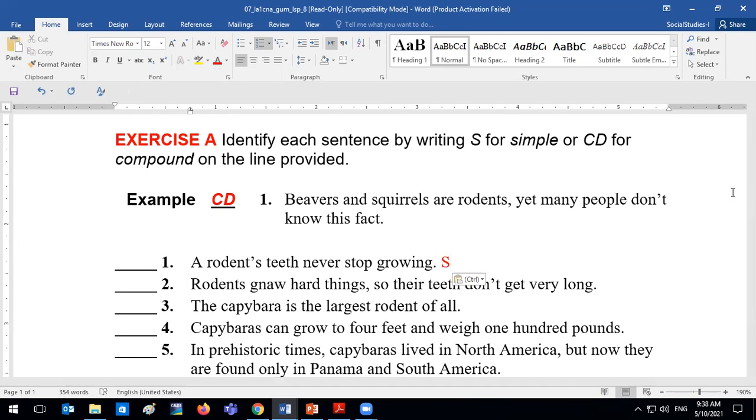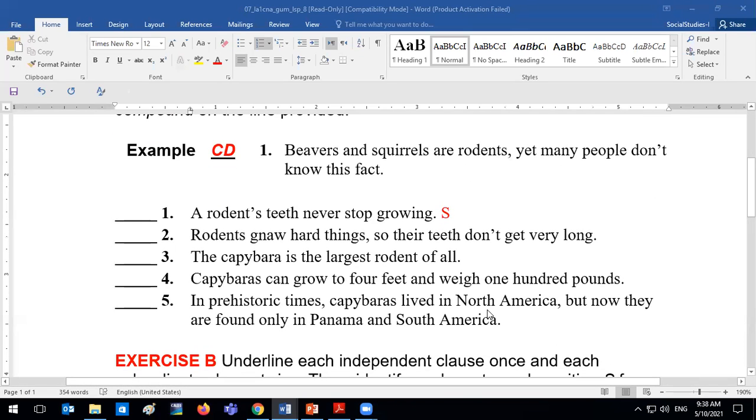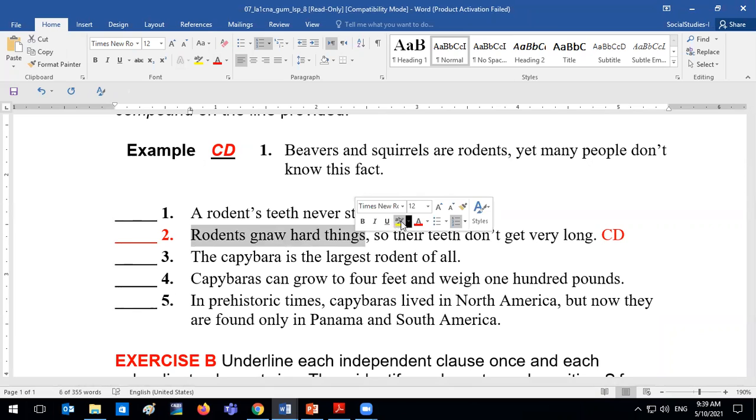Okay, thanks, Ruqayya. Number two, volunteers for number two. Ward, go ahead, please read it for us. Rodents gnaw hard things so their teeth don't get very long. It's a compound sentence. Great. Okay, this is definitely a compound sentence, so we're going to put CD. Ward, can you please identify my two independent clauses for me? The first independent clause is rodents gnaw hard things, and the second one is their teeth don't get very long.